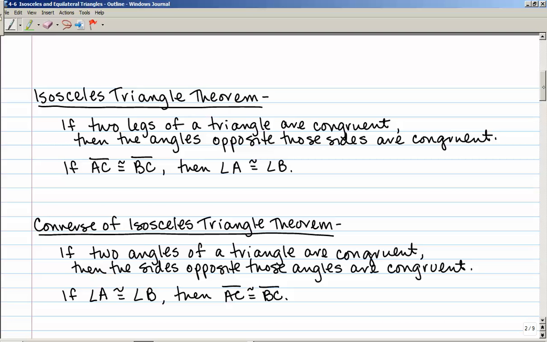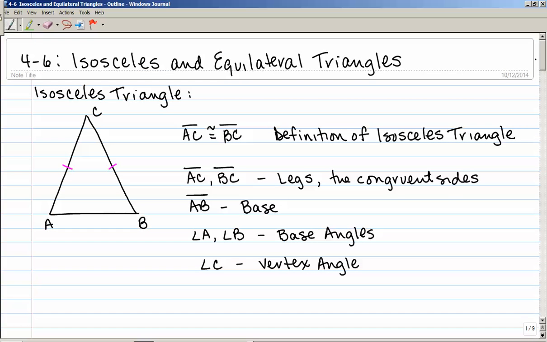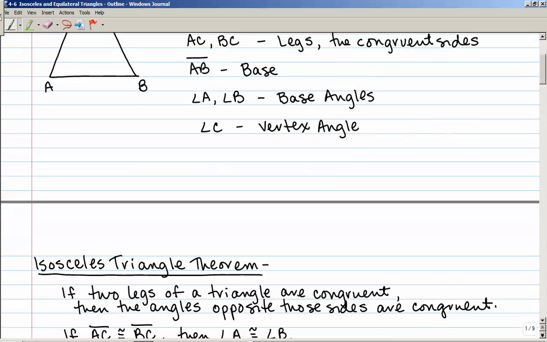So here's the isosceles triangle theorem. It says that if two legs of a triangle are congruent, then the angles opposite those sides are congruent. So let's go back and take a look at our picture here. Since AC is congruent to BC, then what the isosceles triangle theorem says is that angle A is going to be congruent to angle B, because angle A is directly opposite side BC, and angle B is directly opposite side AC. If two sides are congruent, then the angles that are opposite those sides are congruent to each other.